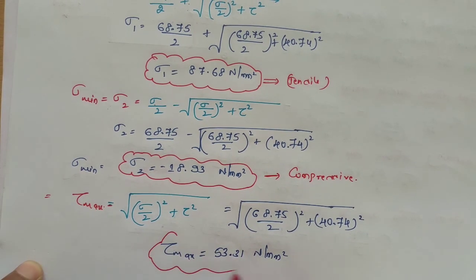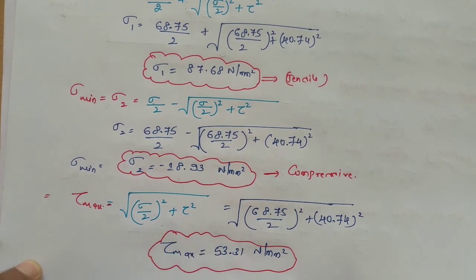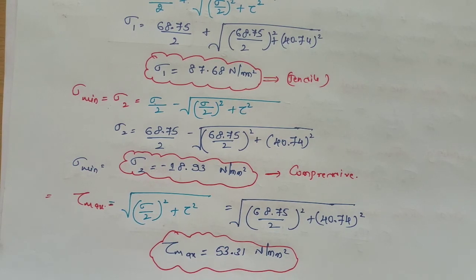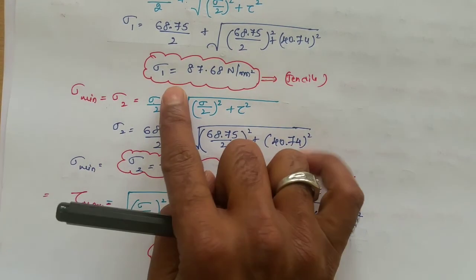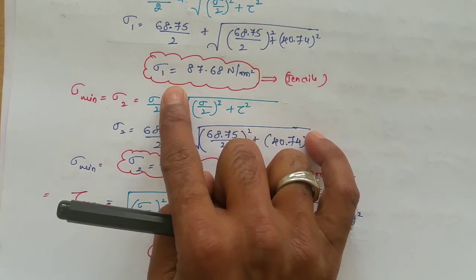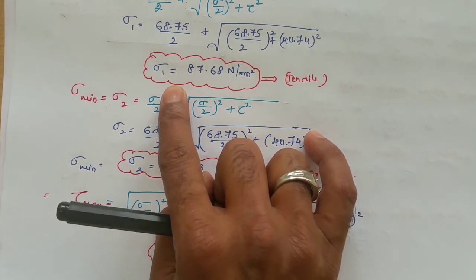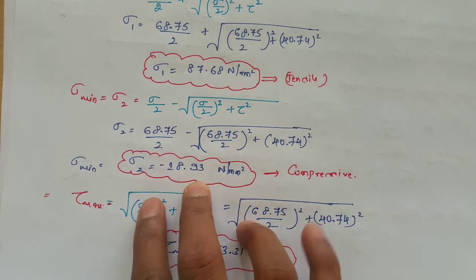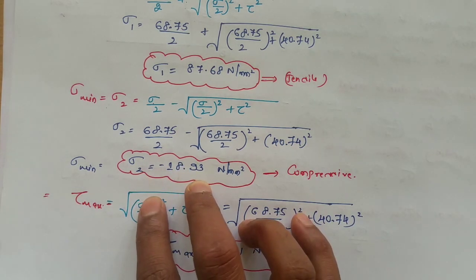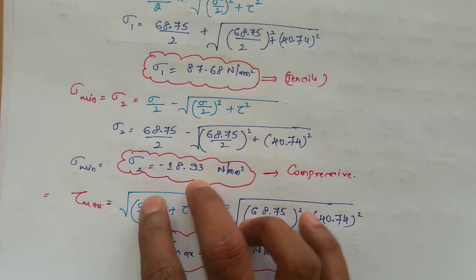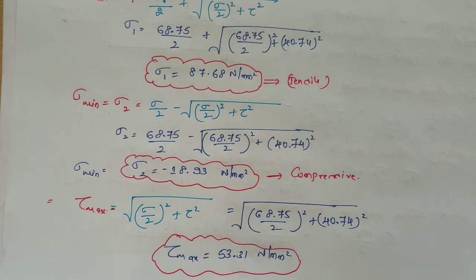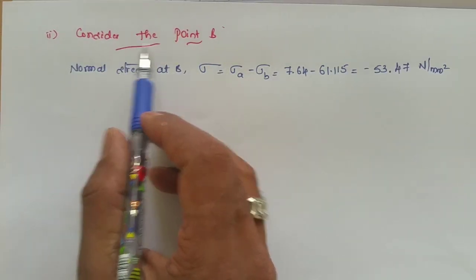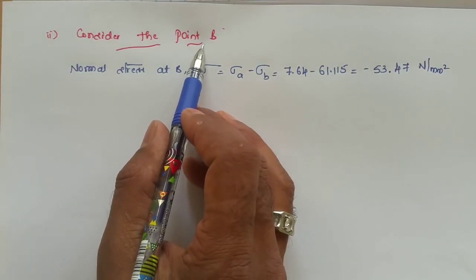Now we have got the different stresses at critical point A. At the critical point A we have the maximum principal stress as 87.68 Newton per mm square. The minimum principal stress is minus 18.93, which means it is compressive in nature. Again the maximum shear stress will be 53.31 Newton per mm square. Now we will consider the critical point B.